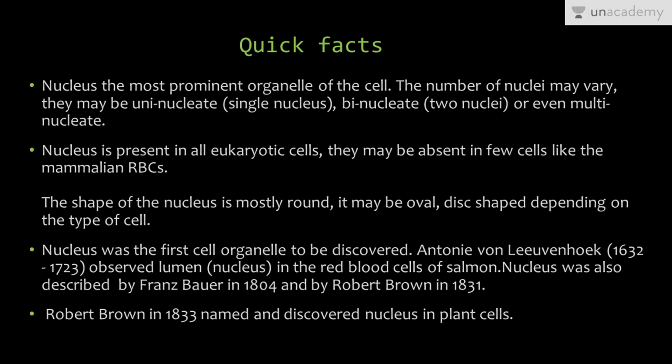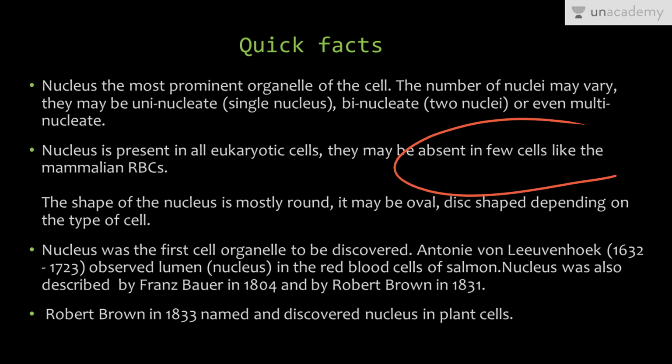Some quick facts. The nucleus is the most prominent organelle of the cell. Usually whenever we watch a cell under a microscope, there's a big, large dot which is visible, which is the nucleus. The number of nuclei may vary. They may be uninucleate, binucleate, or even multinucleate. The nucleus is present in all eukaryotic cells, as we had already studied. It may be absent in a few cells like mammalian RBCs.